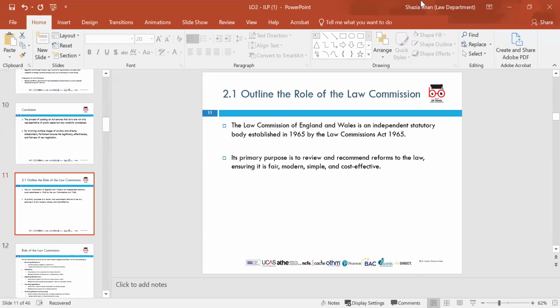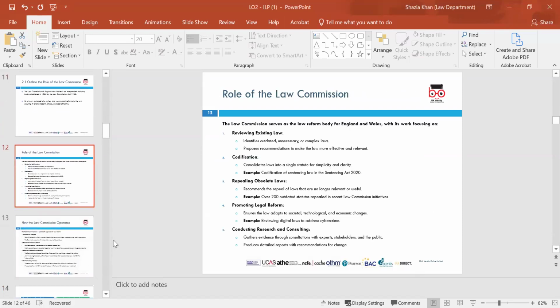So 2.1 is to outline the role of the Law Commission. The Law Commission is a statutory independent body, created by the Law Commissions Act 1965 to keep the law of England and Wales under review and recommend reform where needed.